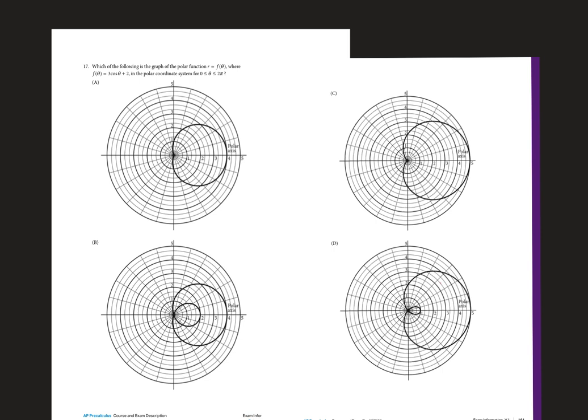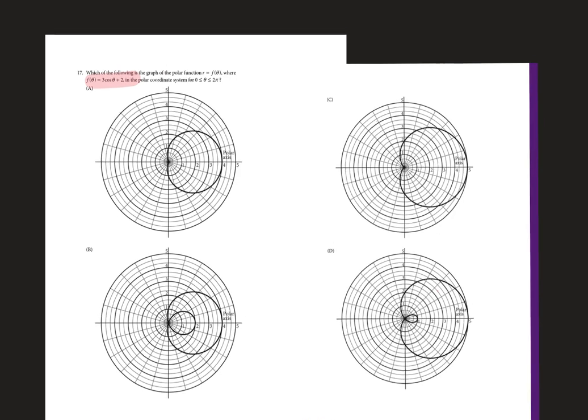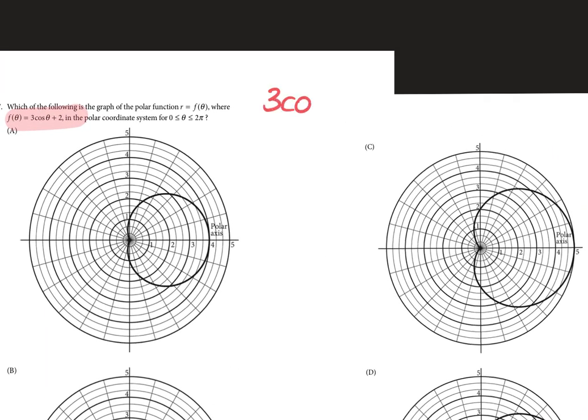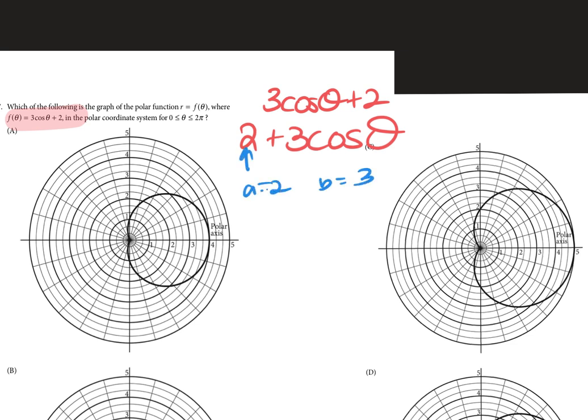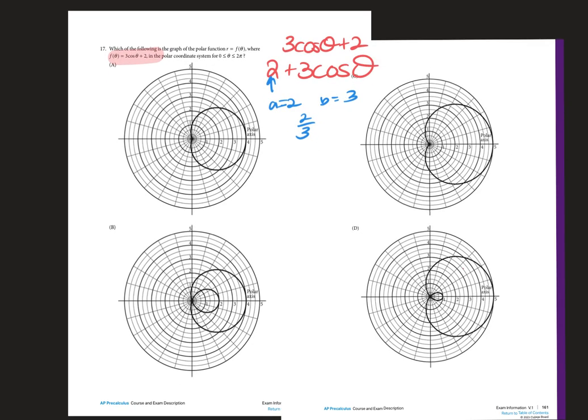Then I would say, what kind of polar function is this? This is a limaçon. So if it's 3 cosine theta plus 2, the A is the one that's separate. So even though a lot of them look like this, like 2 plus that, the A is the one that's separate. So A is 2 and B is 3. And then A over B is 2/3. And the ones that have an A over B less than 1 are inner loops. That means I eliminate this guy and this guy. And now I'm just looking at the bottom two.